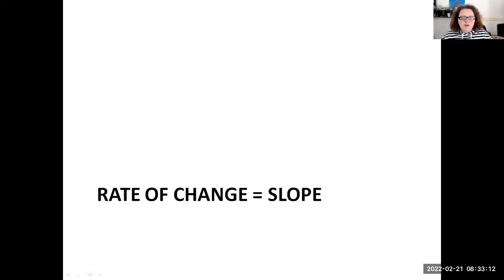All right, let's cover rate of change. Rate of change, which is the m in our function. So if I have f of x is equal to b plus mx, this is my rate of change. And it's also called a slope.